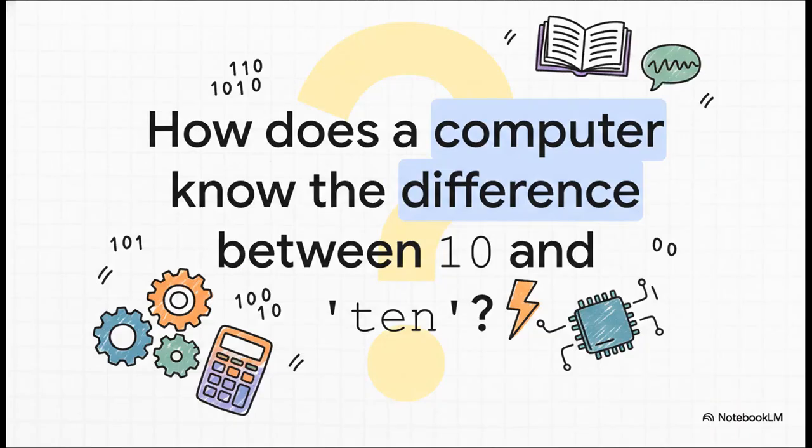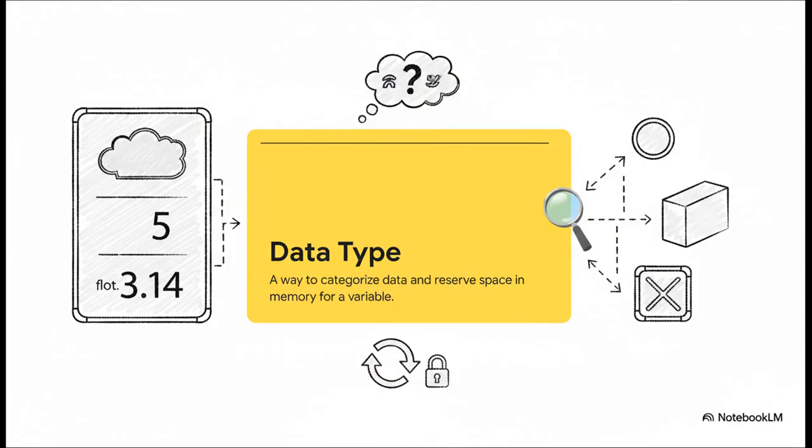So let's kick things off with a really simple question. How on earth does a computer, which really only thinks in ones and zeros, know the difference between the number 10, something you can add and subtract, and the word 10, which is just text? The answer to that is the key to this whole explainer. And that answer is something called a data type.